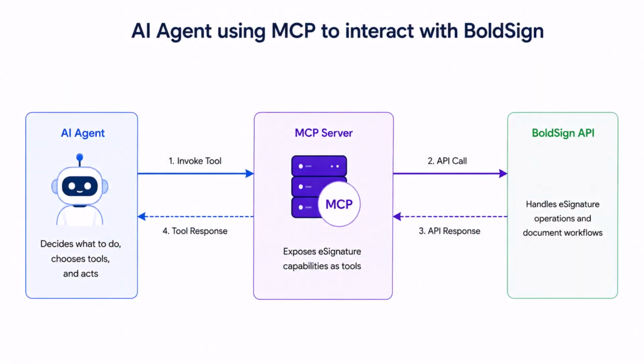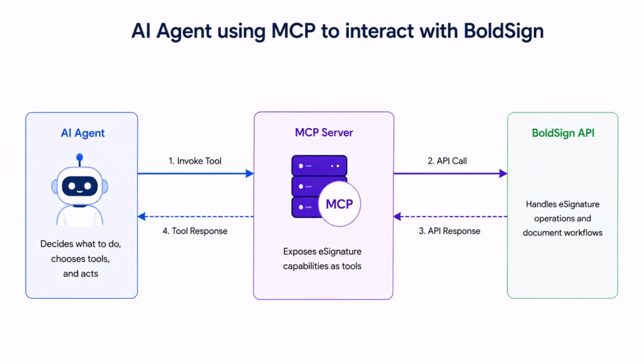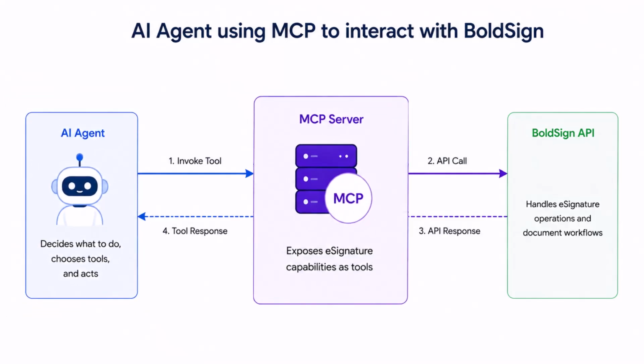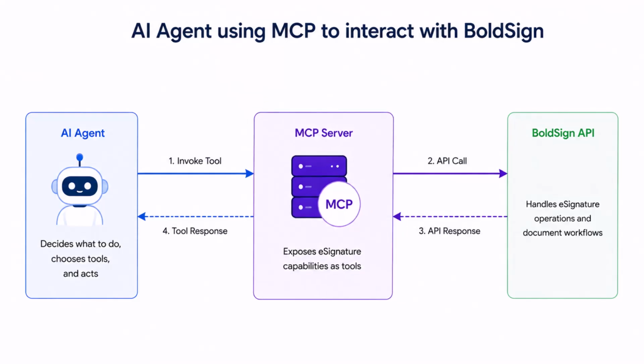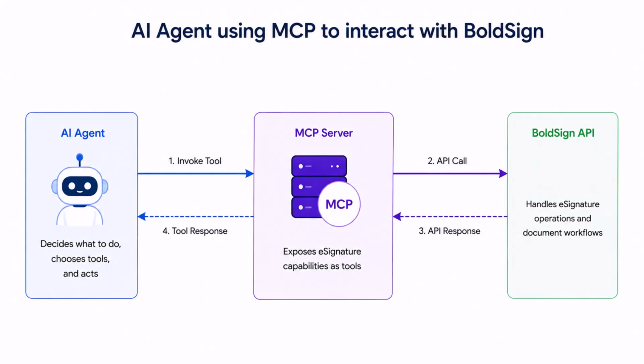At the center of this architecture is the Model Context Protocol, or MCP. MCP provides a standard way for AI agents to interact with external systems such as BoldSign. The BoldSign MCP server exposes eSignature capabilities as tools. When the agent executes a tool, the BoldSign MCP server invokes the corresponding BoldSign API behind the scenes. Since the MCP server handles API calls behind the scenes, the agent can discover available tools, choose the appropriate one, perform actions, and continue the workflow.